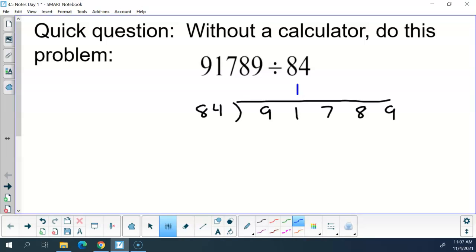84 times 1. So this line down here is 1 times 84. And then I subtract. With me so far? Yeah. Okay. 91 minus 84. 7. Then what? We drop the 7. Yep, we can only drop 1 at a time.